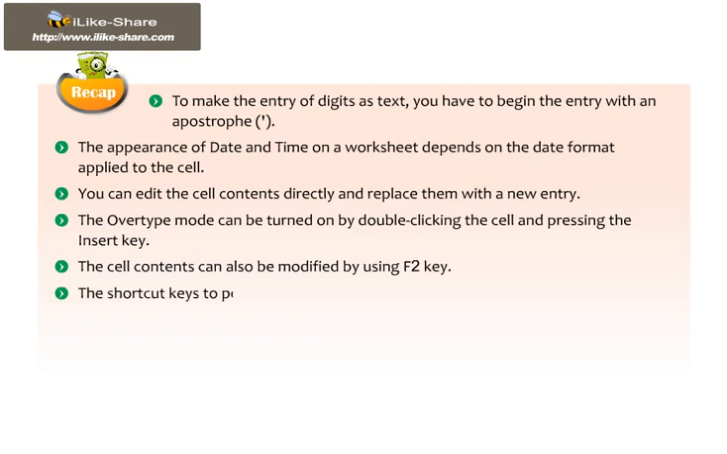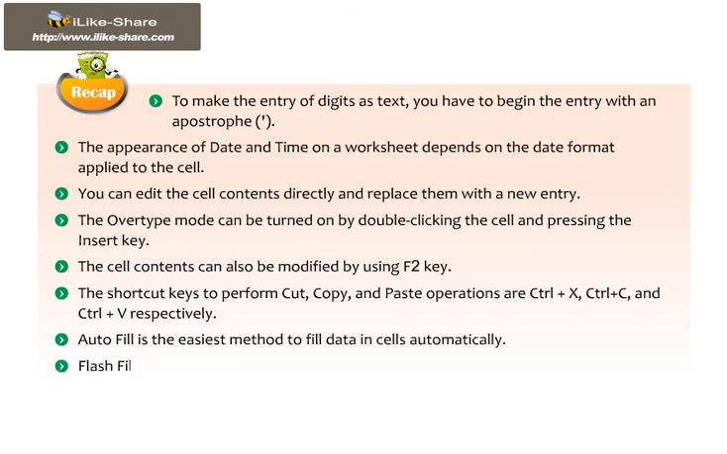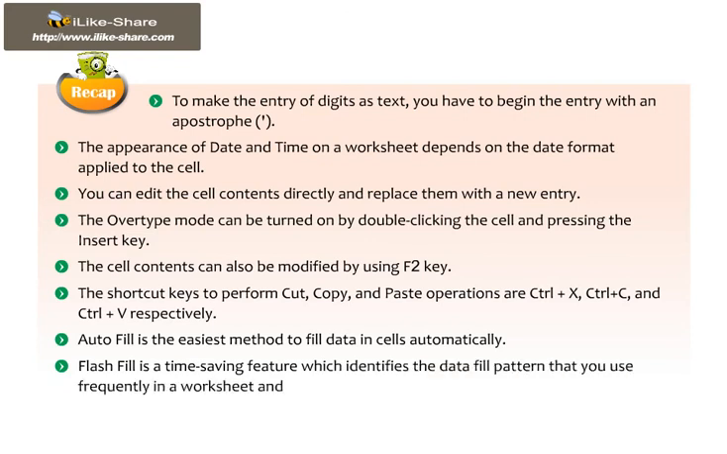The shortcut keys to perform cut, copy and paste operations are Ctrl+X, Ctrl+C and Ctrl+V respectively. Autofill is the easiest method to fill data in cells automatically. Flash Fill is a time-saving feature which identifies the data fill pattern that you use frequently in a worksheet and then fills the remaining series accordingly.